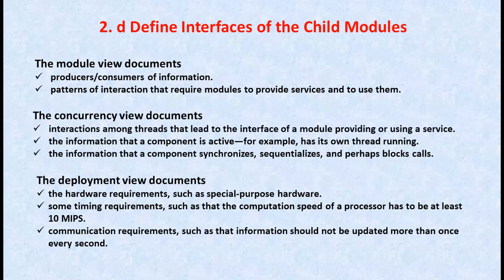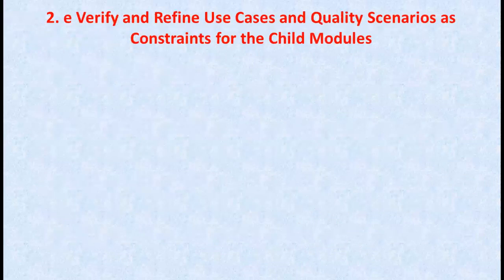the hardware requirements such as special purpose hardware. Sometimes requirements such as the computation speed of the processor has to be at least 10 MIPS. And the communication requirements such as that information should not be updated more than once every second. So all this information should be available in the module interface documentation. Now, verifying and refining use cases and quality scenarios as constraints for the child modules.